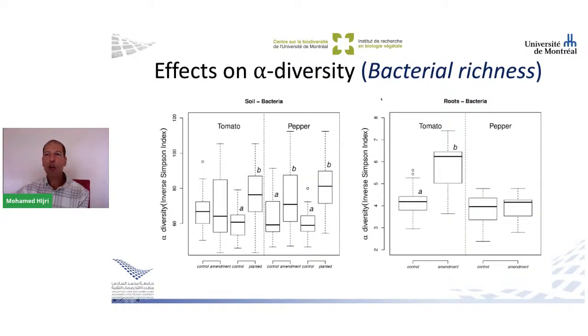So, the effect on alpha diversity: for bacterial richness, almost the same pattern has been observed in terms of fungal diversity. No significant differences for non-planted trays, significant differences between control and planted. The same is true for pepper. However, in pepper, what we observed here is a significant difference between control and amended trays that were not planted. Root bacteria, significant differences for tomato, but not for pepper.